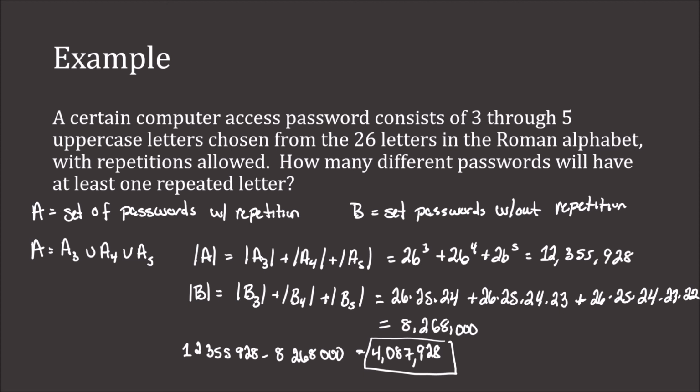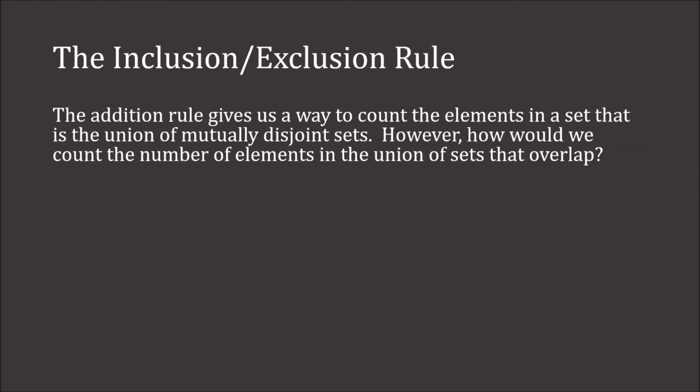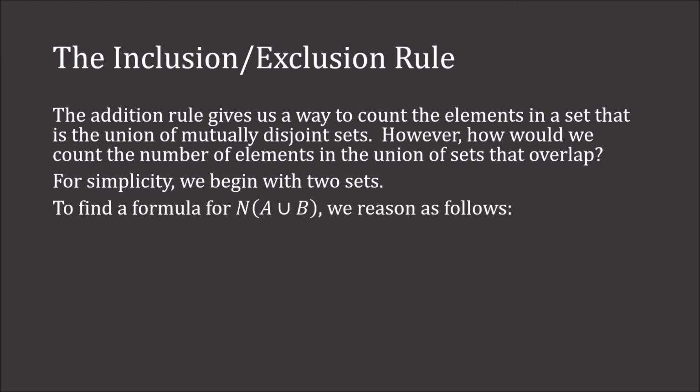Now, the addition rule that we studied gives us a way to count elements in a set that is the union of mutually disjoint sets. However, how would we count the number of elements in the union of sets that overlap? For simplicity, we will do our analysis on two sets, but the argument can extend to any number of sets. So to find a formula for the number of elements in A union B, we use this reasoning.